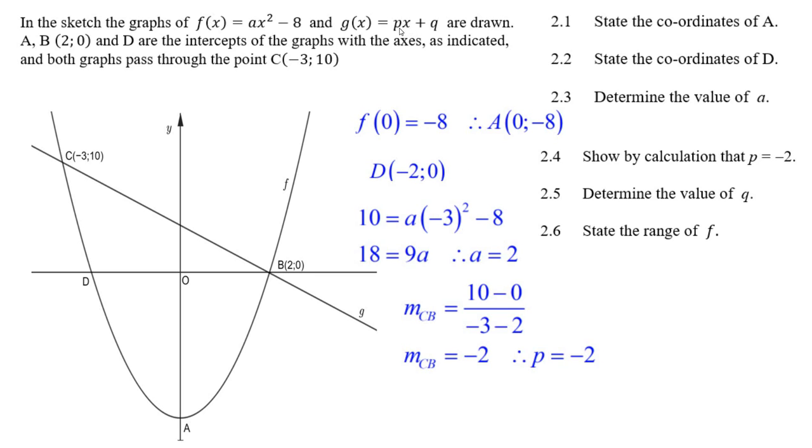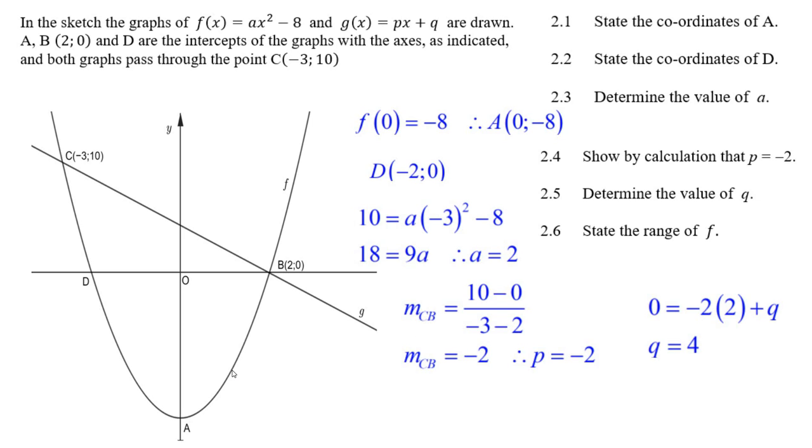Determine the value of q. Well, now we know that p is minus 2. Let's just pick this value. When x is 2, y is 0. Then we add 4 to both sides. Oh, q equals 4. That looks about right. If that's up there at 10, that would be about 4. That looks right. q is 4.